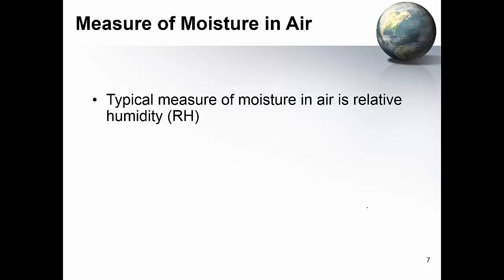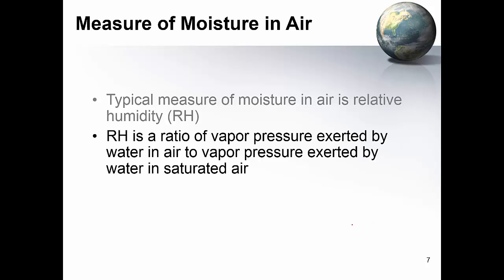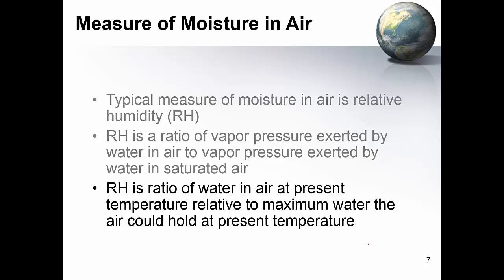So what is relative humidity, which we already studied in psychrometrics? The relative humidity is a measure of the moisture in the air. More usefully, this is the way I would like to understand it conceptually. The relative humidity is the ratio of the humidity in the air at the present temperature relative to the maximum water the air could hold. Okay, so at saturation, the relative humidity is 100%, right?